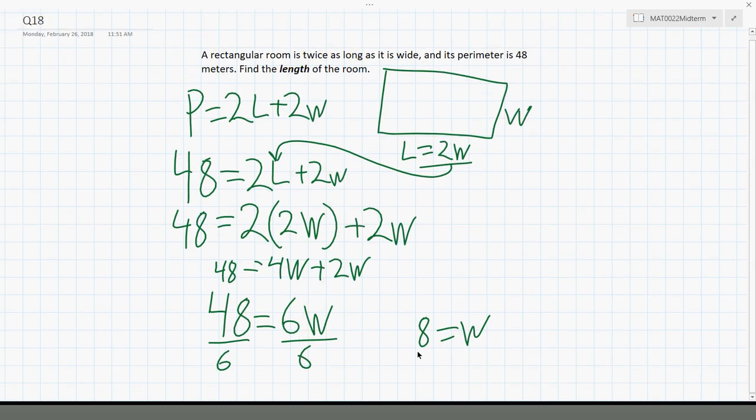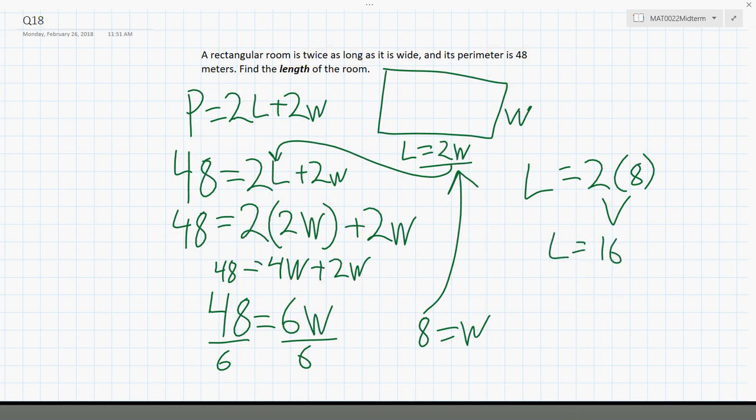Right, so we're going to go back and plug the W into that small little equation that we had. So it's going to be L equals 2 times 8, so 16 equals L. That is my answer. So always make sure you reread your question when it's a word problem, because it may be asking for something different than what you think you're solving for.